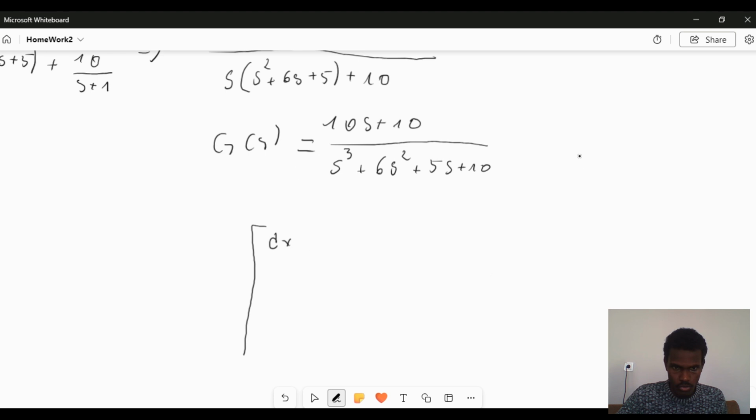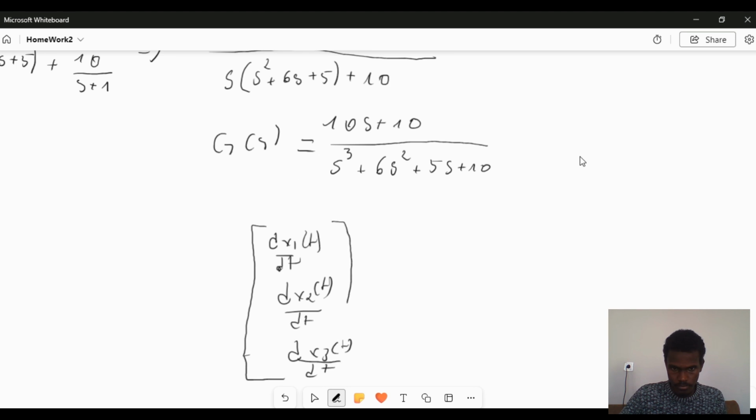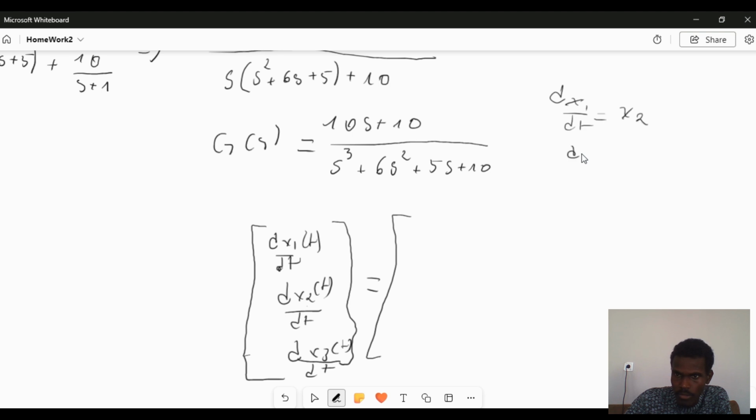dx1(t)/dt, dx2(t)/dt and dx3(t)/dt are equal to, as we know already, dx1/dt is equal to x2, dx2/dt is equal to x3, and dx3/dt is equal to minus 10 x1, minus 5 x2 and minus 6 x3. So we can write here the state space model.